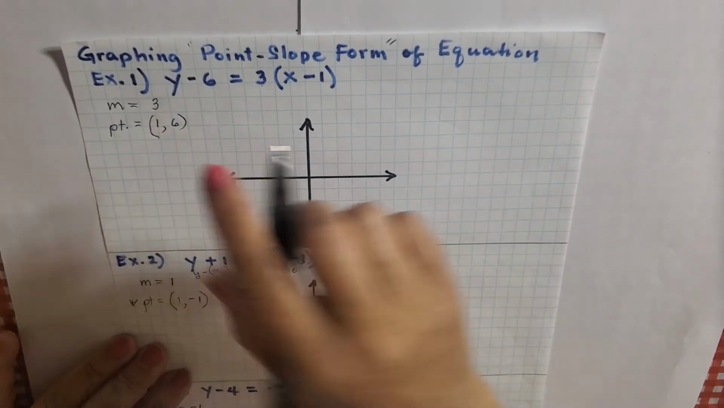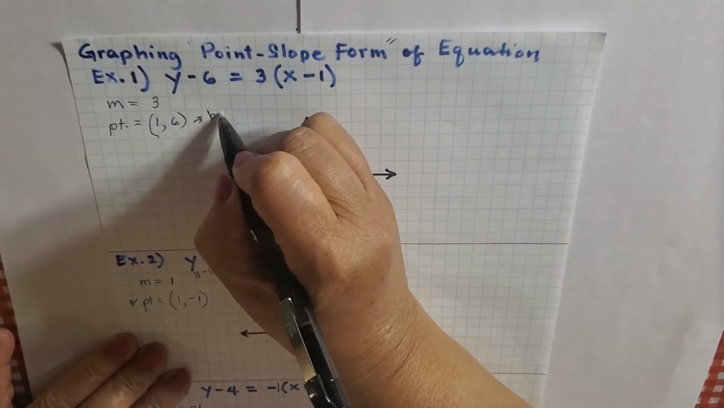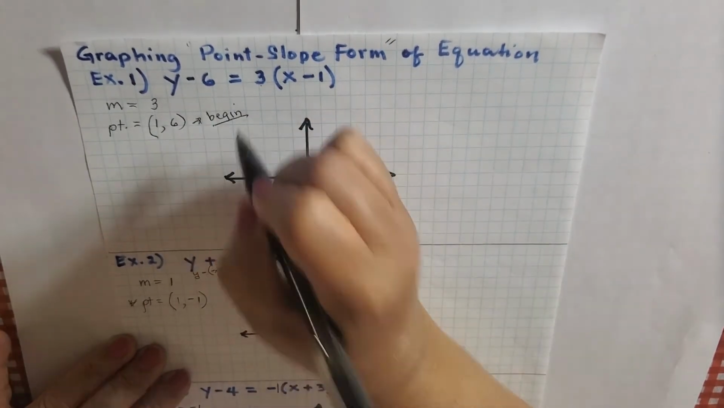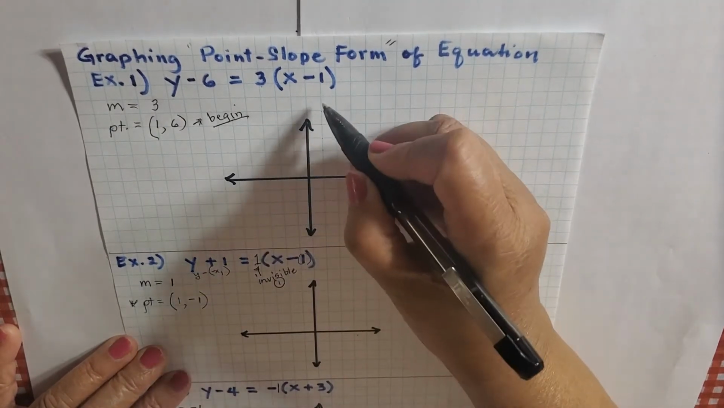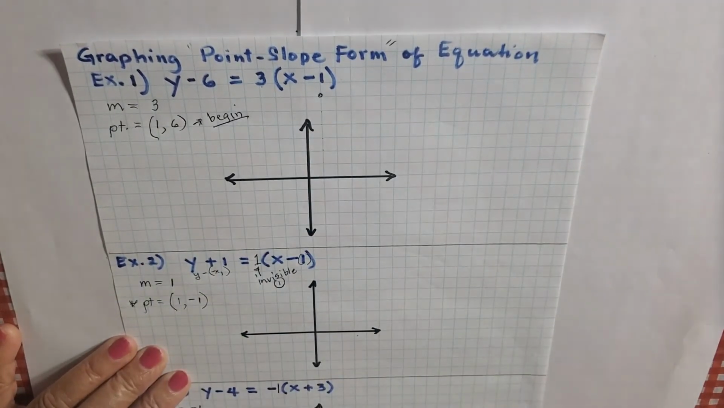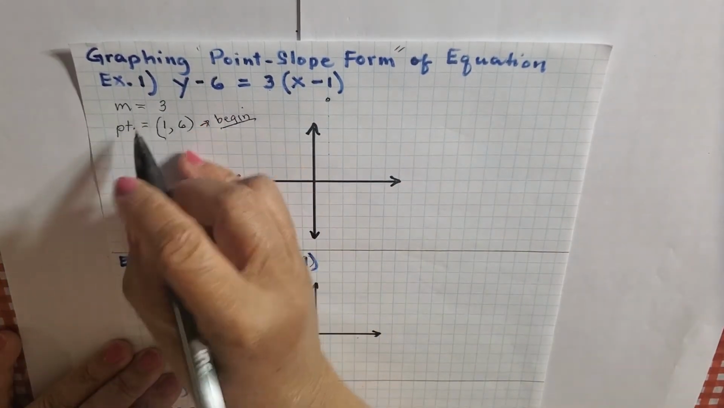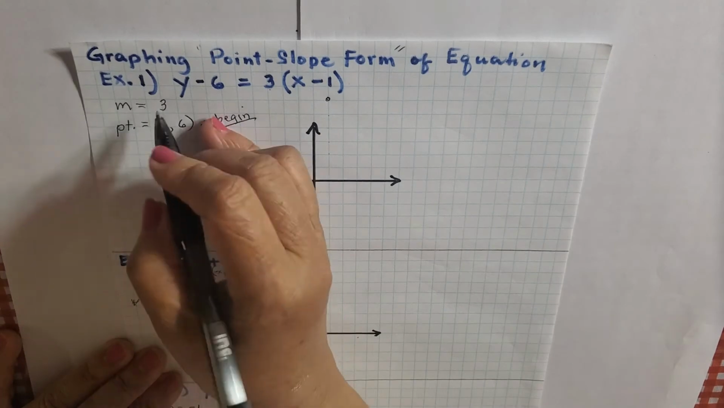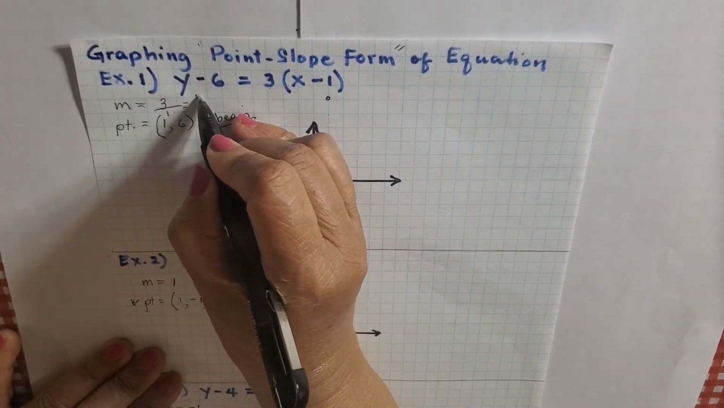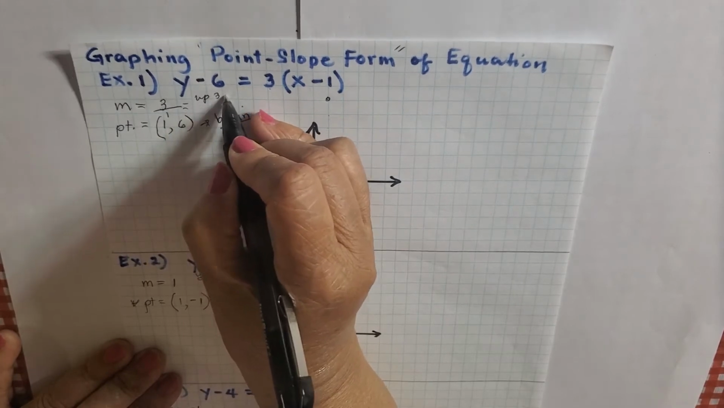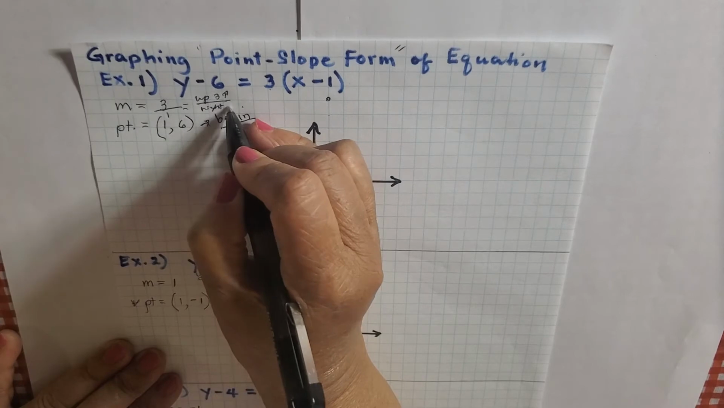So when we graph, we begin at the point. This is where we begin graphing. 1, 6. 1, 2, 3, 4, 5, 6. Oh, you see it's up there, but the slope is 3. So if the slope is 3, you will make it a fraction. So that will be 3 over 1. So therefore you go up 3, and then to the right 1.